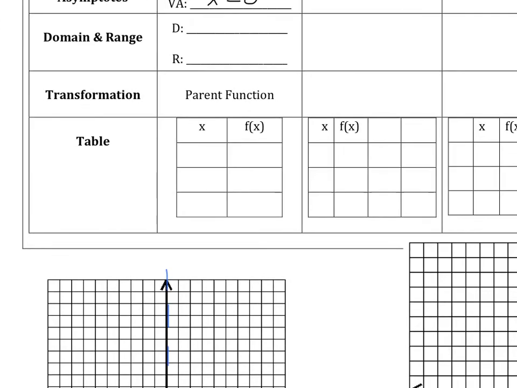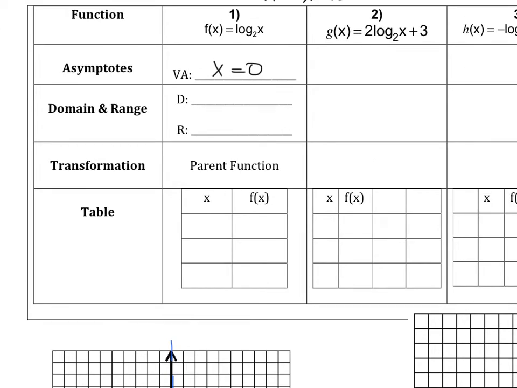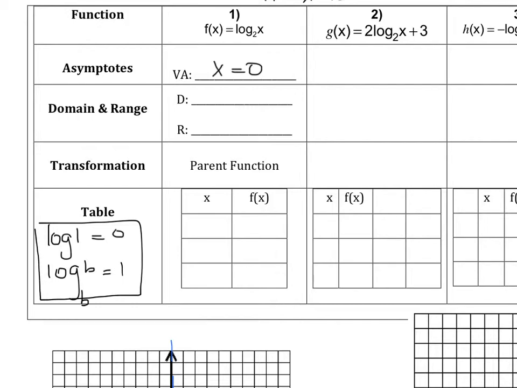Now, in order to graph this function, we need a couple of points. To do that, we have to remember that log of 1 is equal to 0, and log of the base with the argument matching the base would be 1. So these are two rules that we learned in the logarithmic unit, and this will help you create the table.